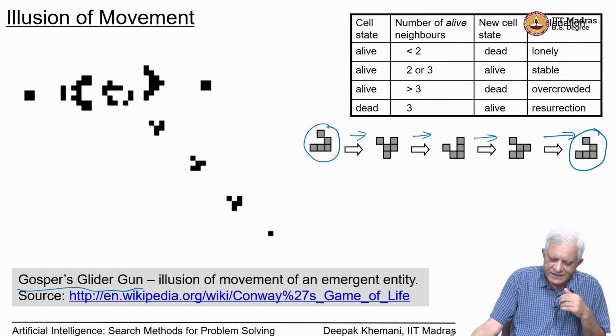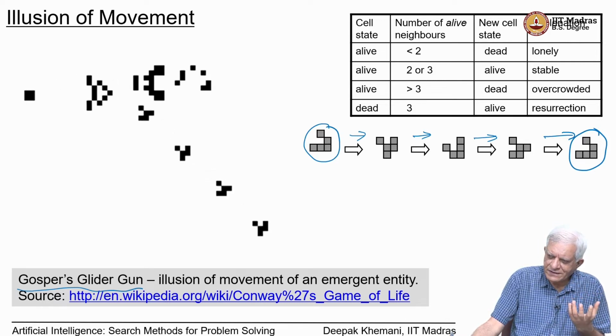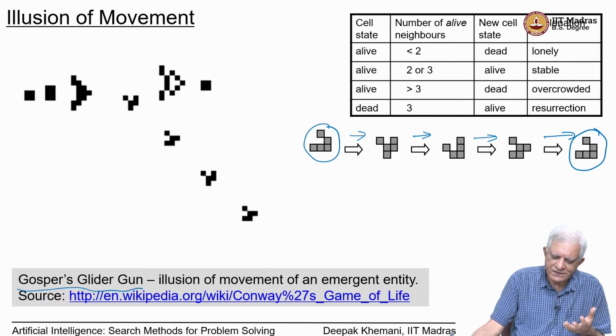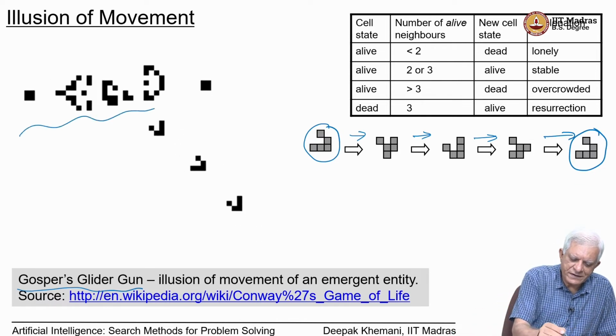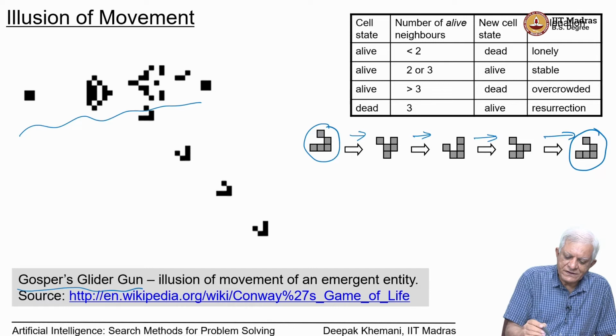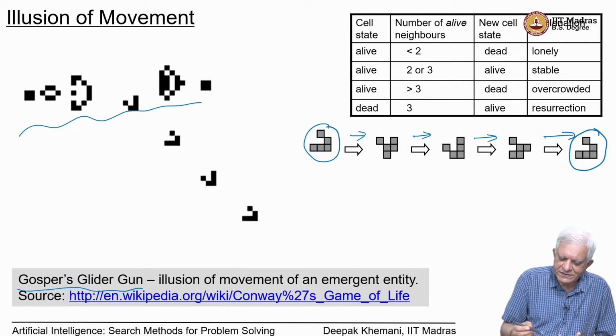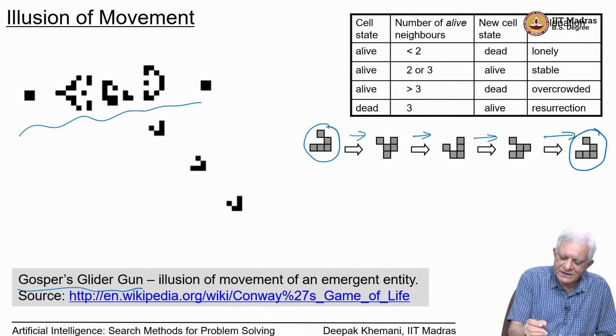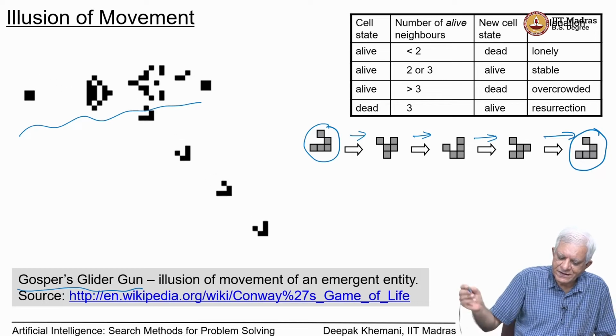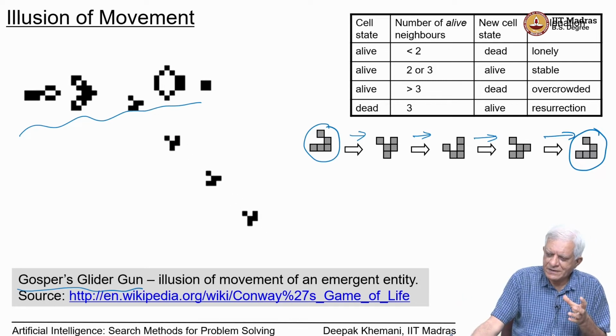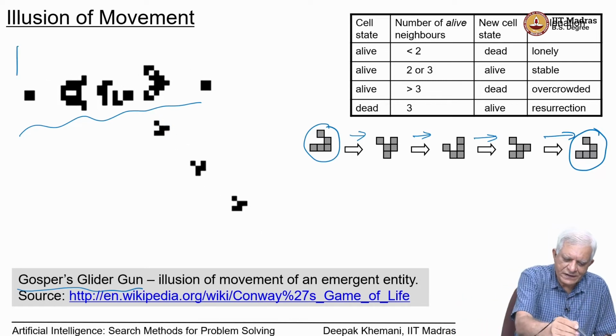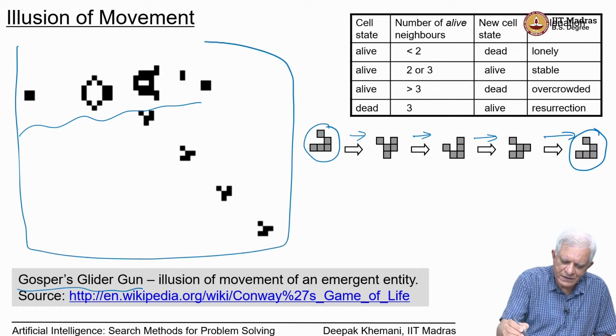So, there is this illusion of some creatures which are moving in space. So, this part here is the gun which is shooting these creatures out into space, which seem to be traversing space actually. Though in practice what is happening is that every cell, this whole thing is some cellular automata.